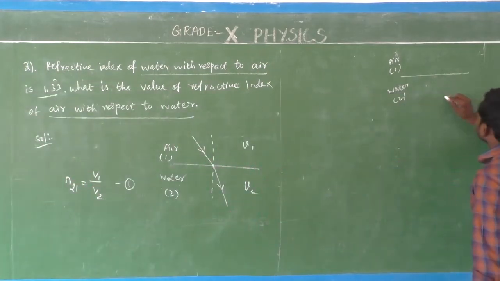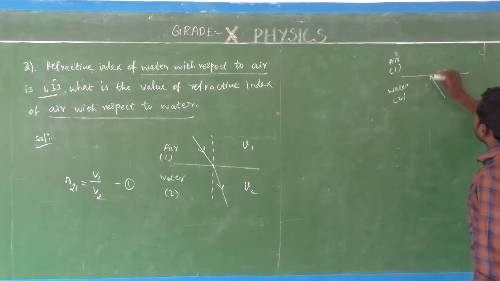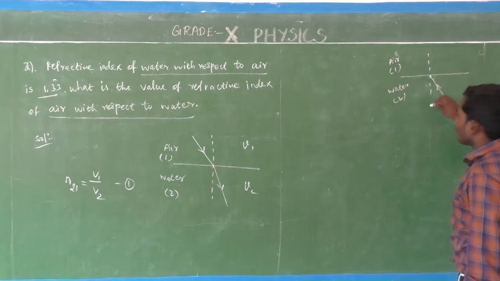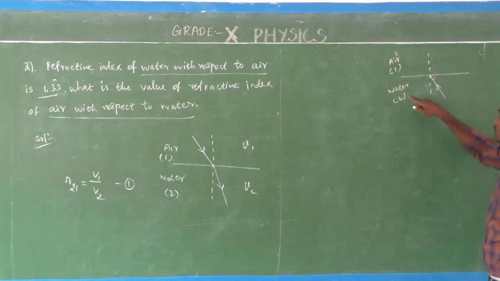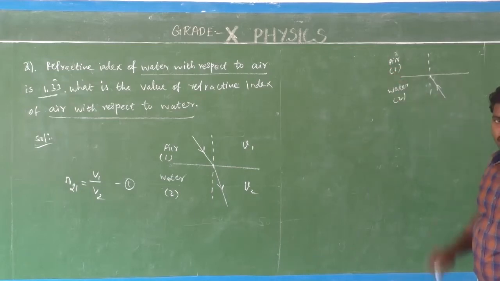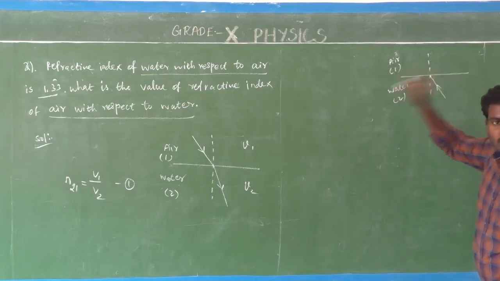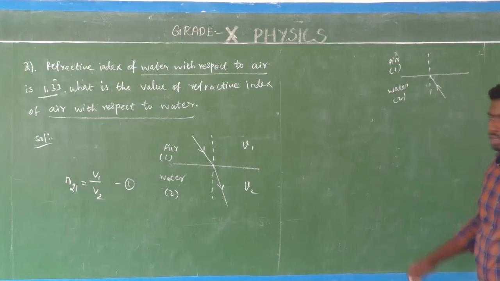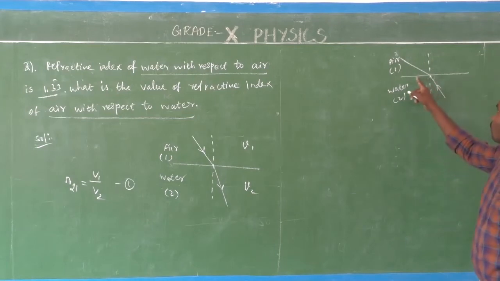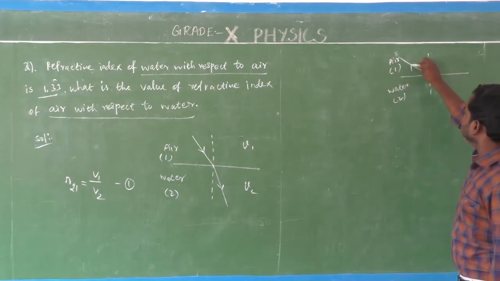So this is the incident ray, the light ray that goes from water into air. This is the point of incidence. Draw the normal at the point of incidence. This is the optically denser medium, and this is air, the optically rarer medium. When light goes from a denser medium to air, what will happen? The speed will increase, so the refracted ray moves away from the normal, like this.